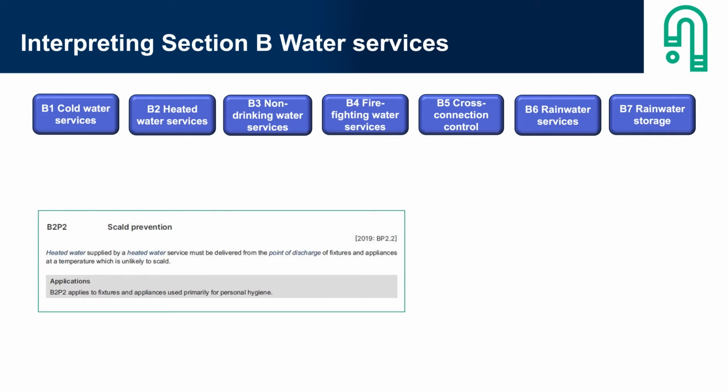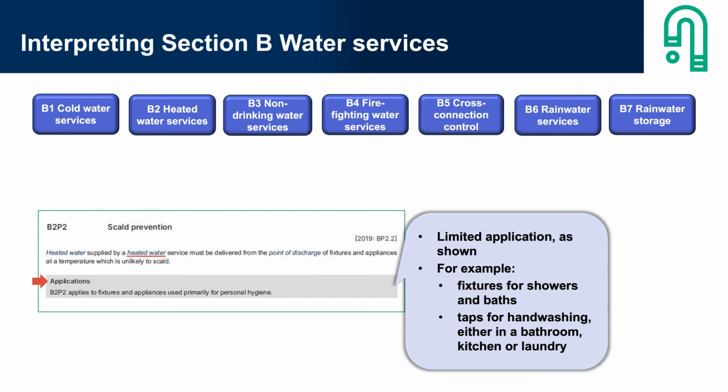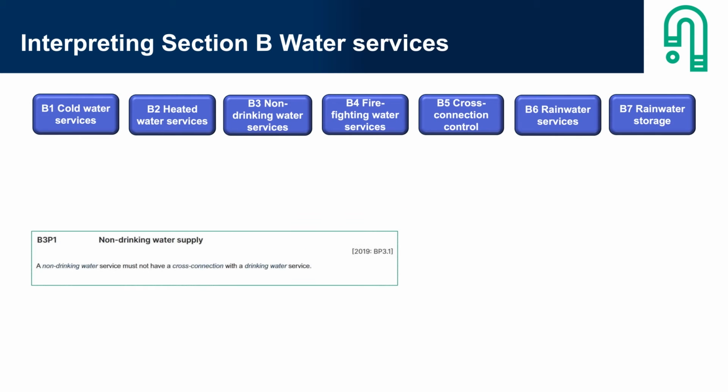B2, Heated water services. Heated water. Water that has been intentionally heated, normally referred to as hot water or warm water. Water that is heated in any form or hot water service, boiler, etc. Generally supplied to kitchens and bathrooms for washing dishes and personal hygiene. Limited application is shown. For example, fixtures for showers and baths, taps for hand washing either in a bathroom, kitchen or laundry. B3. Non-drinking water services.